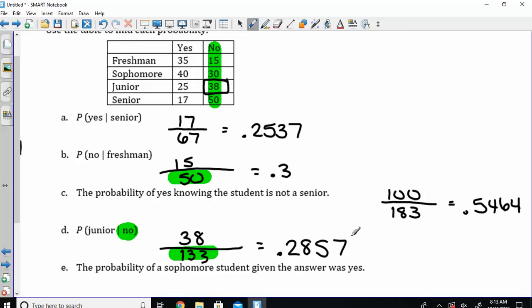Yes, ma'am. I know it does say juniors given no, but how would you know it's not yes just because it's given that it's no? So when you have a given, that means I've already been told the answer is no. So I already know that for sure, so I don't even have to look at the yeses because I already had that information that told me it was a no answer.